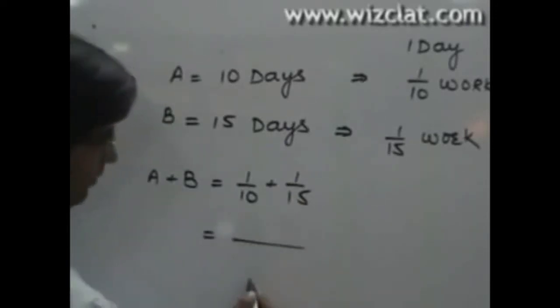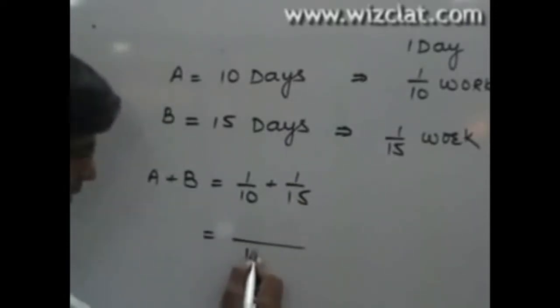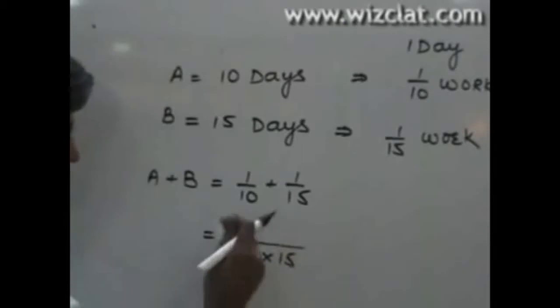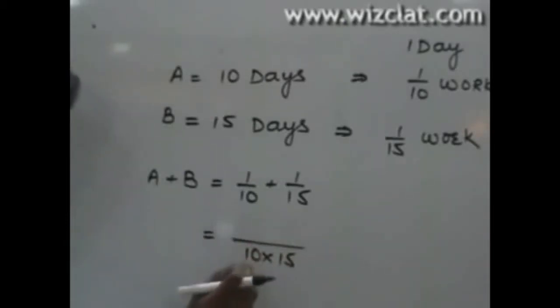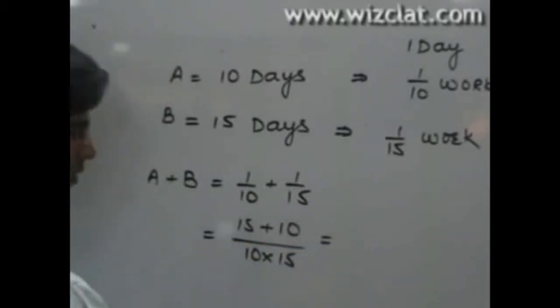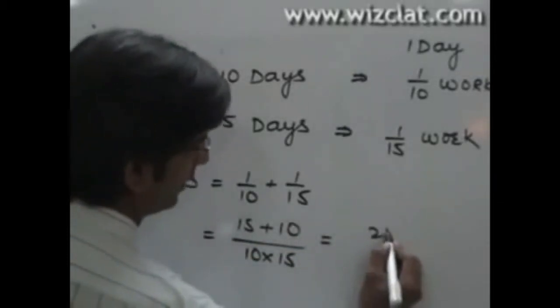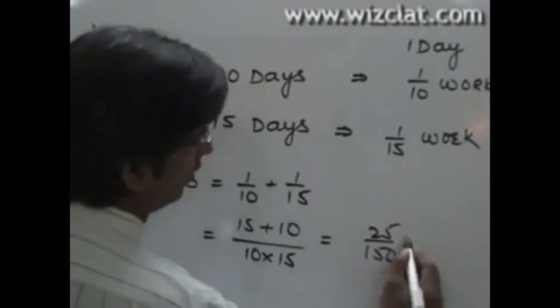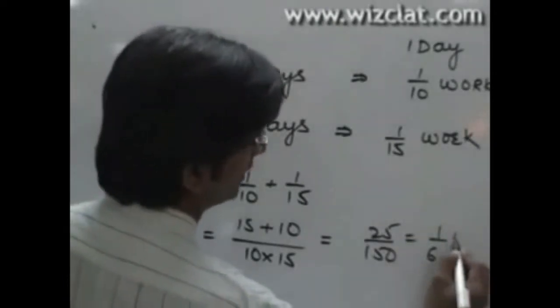If I take LCM as 30, but I would prefer not to take 30 because maybe sometime we can use some shortcuts at a later stage. I'll take LCM as 10 into 15. This will be 15 and this will be 10. On solving, we will get 25 upon 150, or we will say 1 upon 6 work.